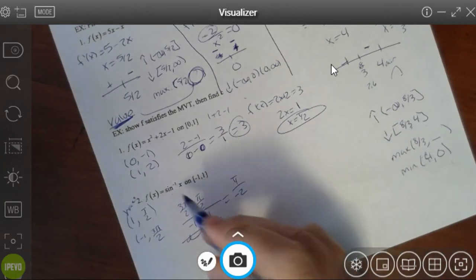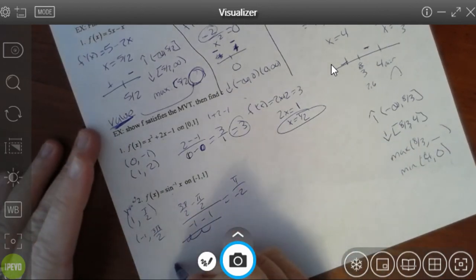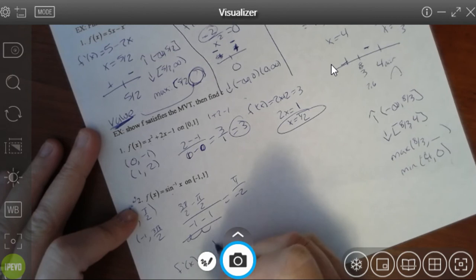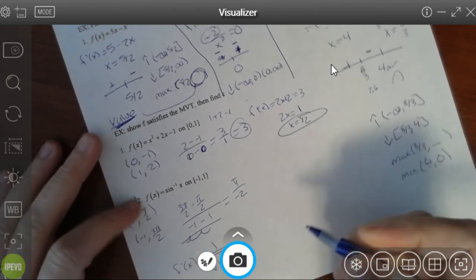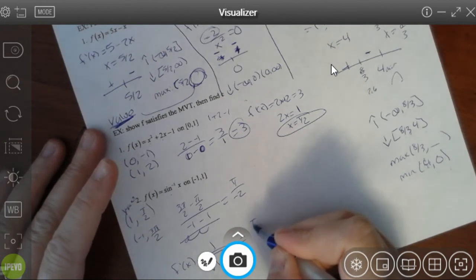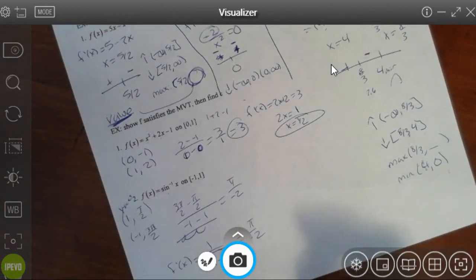All right, and then the derivative of that, I believe, is 1 over the square root of 1 minus x squared. And then we'd set that equal to pi over negative 2. And then you'd solve that right there.